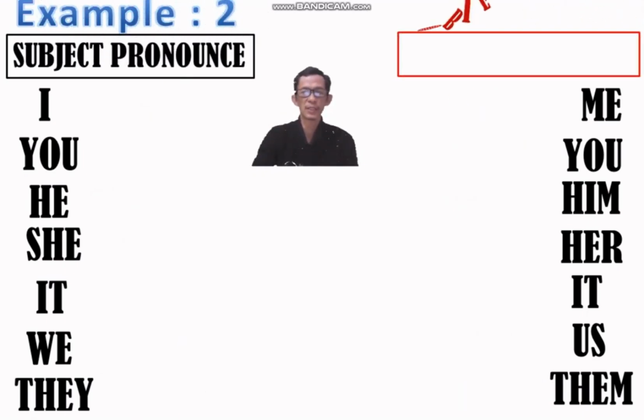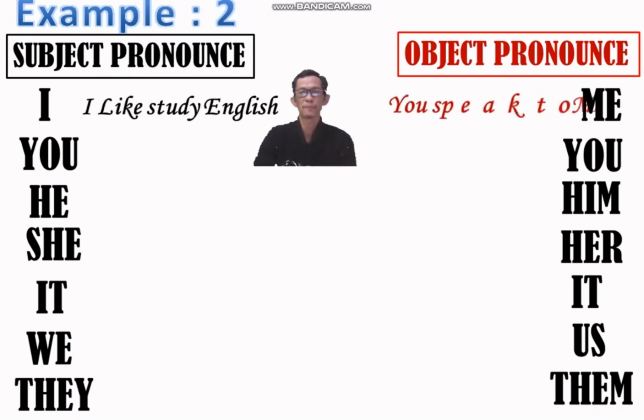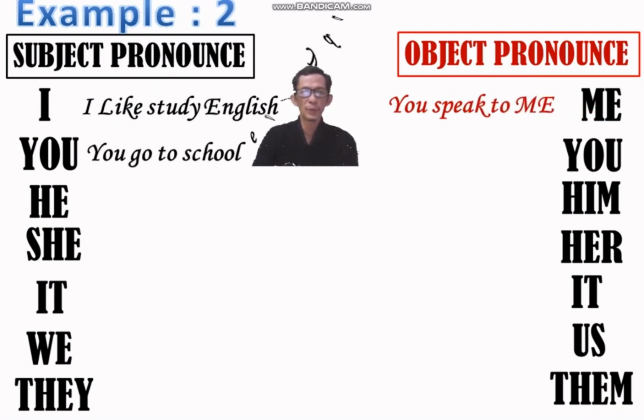Okay, this is example 2. How to make a simple sentence with subject pronouns and object pronouns. Example, I like to study English. You speak to me. You go to school every day.